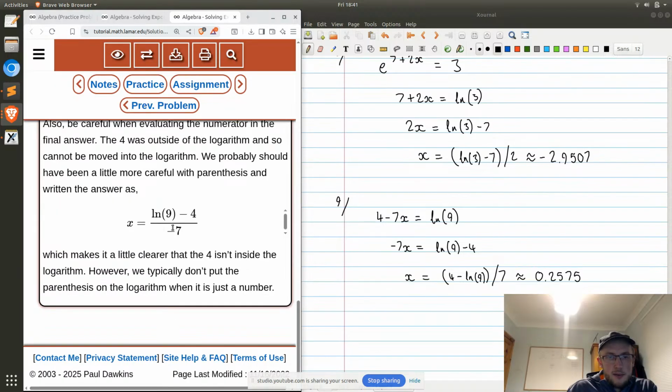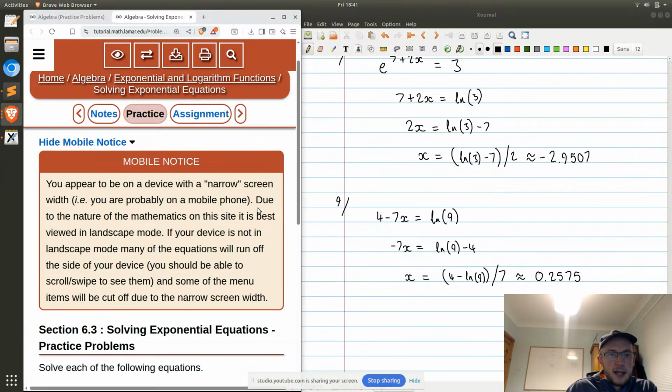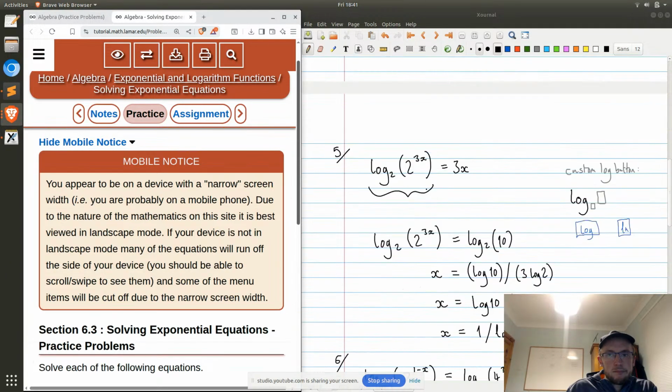Okay, so I wouldn't have negative 7 in the denominator. I would actually, yeah, personally, I just don't like to have negatives in the denominators of fractions. But anyway, all that is all done.